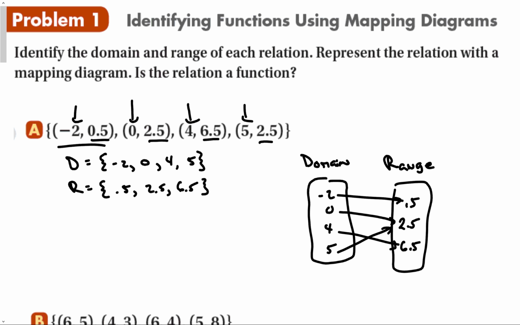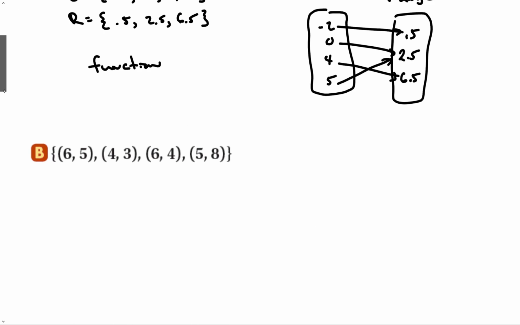So from this map, I see that each element in the domain goes to one element of the range, right? All the x's are different. If I look at my values here, yeah, the y's are the same. Both of these points have 2.5, but 0 is only mapped to one number. This is a function. Okay? That relation is a function.